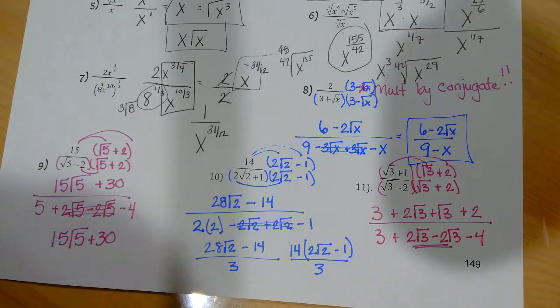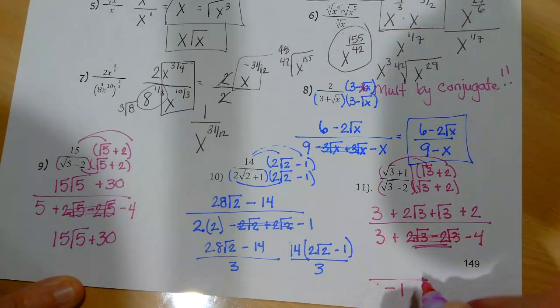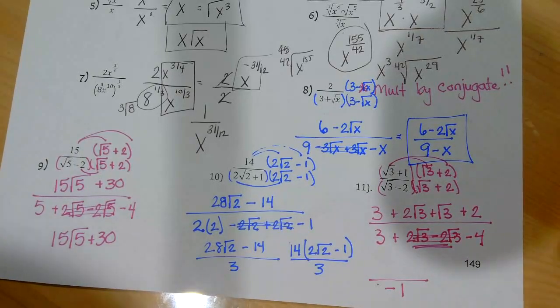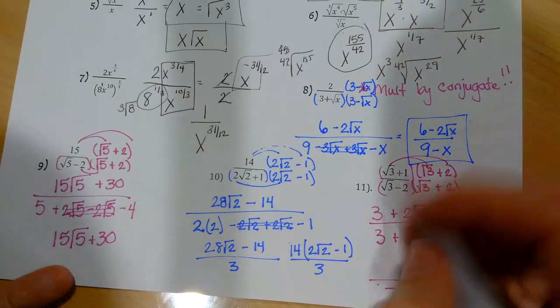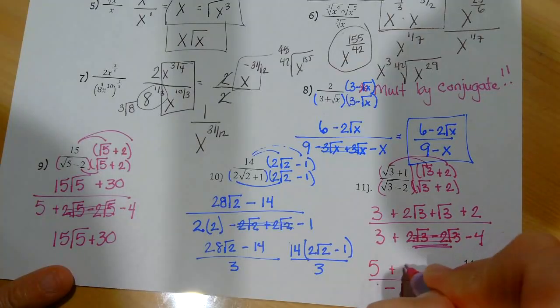All right, so let's see. Those are going to wipe out because they're conjugates. And 3 minus 4 is going to get me a negative 1 in the denominator. 3 plus 2 is 5. 2 root 3 plus 1 root 3 should get me 3 root 3.